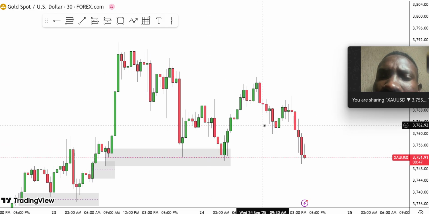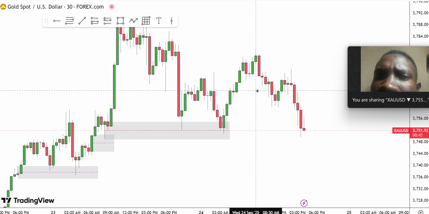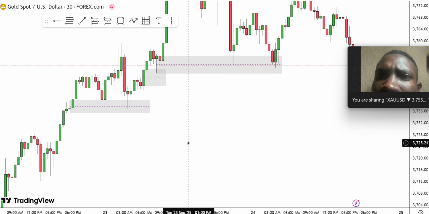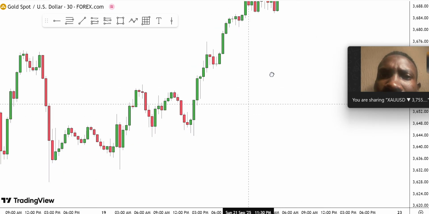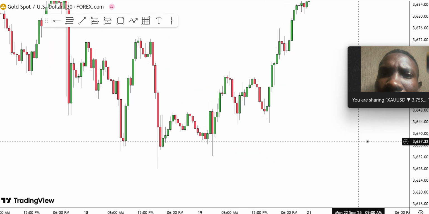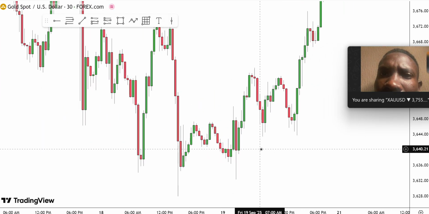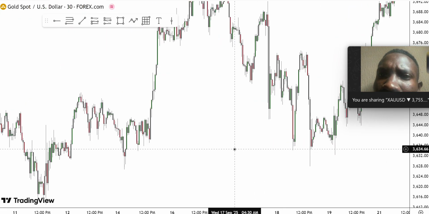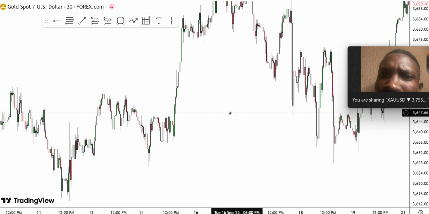Now for breaker block. In terms of breaker block, we can say that a breaker block occurs when we blow through a particular supply. The price uses that area of supply as a new demand. So breaker block just simply means that it was the one that broke through the supply.